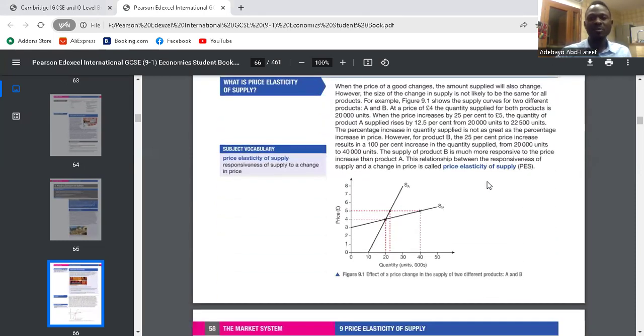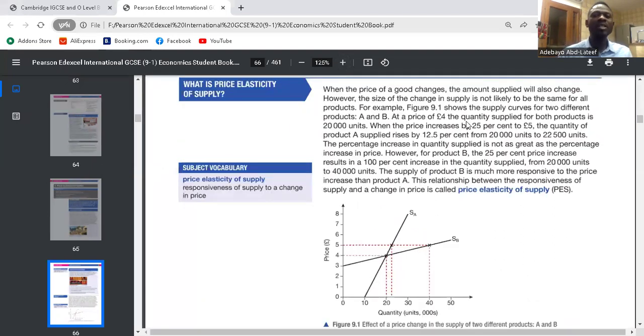What is price elasticity of supply? When the price of goods changes, the amount supplied will also change. However, the size of the change in supply is not likely to be the same for all products. For example, they make an example, which I'm not going to dwell on. So what they are saying is this: there's going to be a change in price. And as soon as there's a change in price, it is important for firms or producers to respond to that change in price, either to increase or to reduce the supply.